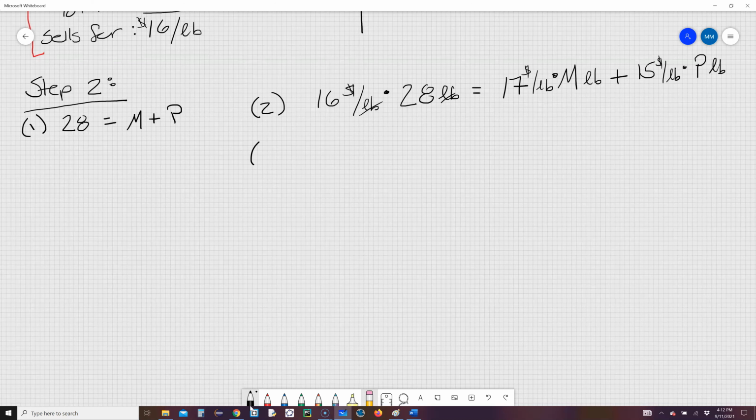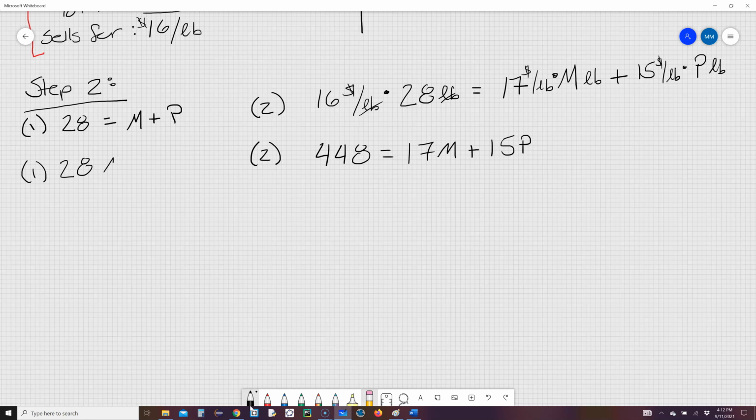Looks kind of ugly, so let's clean it up. That is 16 times 28. Our left-hand side is $448. Oh my goodness, that is expensive coffee. And that is going to be 17 times M plus 15 times P. I'll just rewrite this. Should be an equals there. Okay. Once we have our equations, we can move on to step 3.